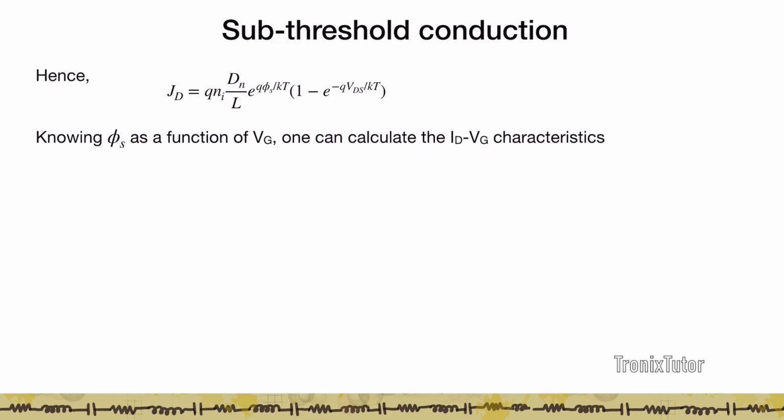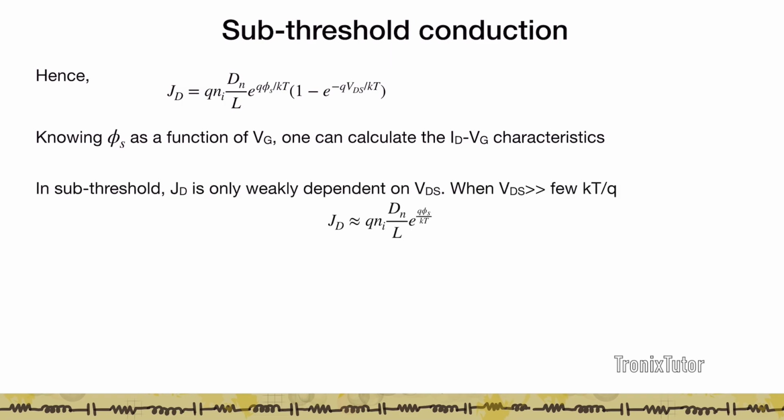So which means that if I can somehow figure out how to express phi_s as a function of V_G, then essentially I've solved the I_D-V_G characteristics. And this can be done based on what we learned in the modeling of the MOS capacitor. So a couple of things to point out in this conduction.